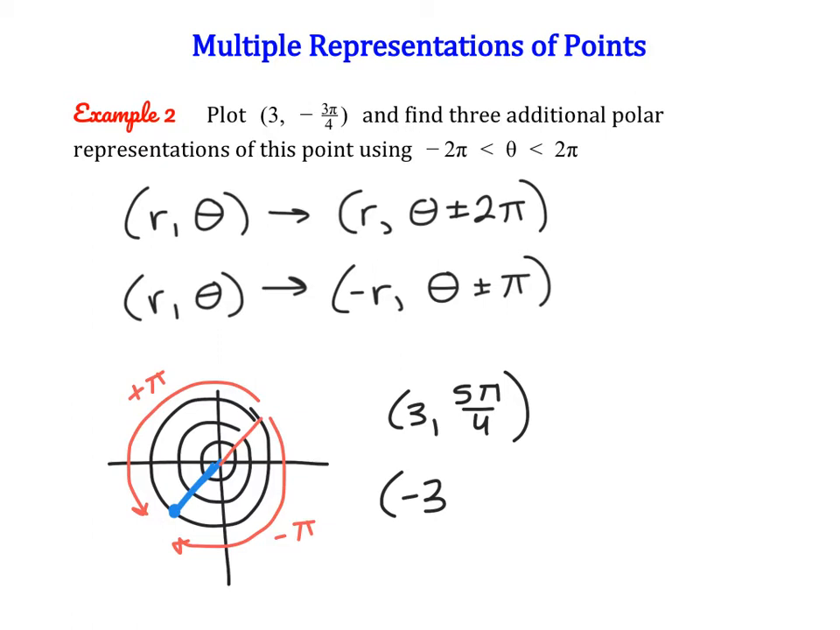So I can say negative 3, negative 7 pi over 4, or I can say negative 3, negative 3 pi over 4. And both of those, even though we're moving in the opposite direction, the angle has been changed to adjust for that. So remember that both of these are ways to write different representations of any polar coordinate.